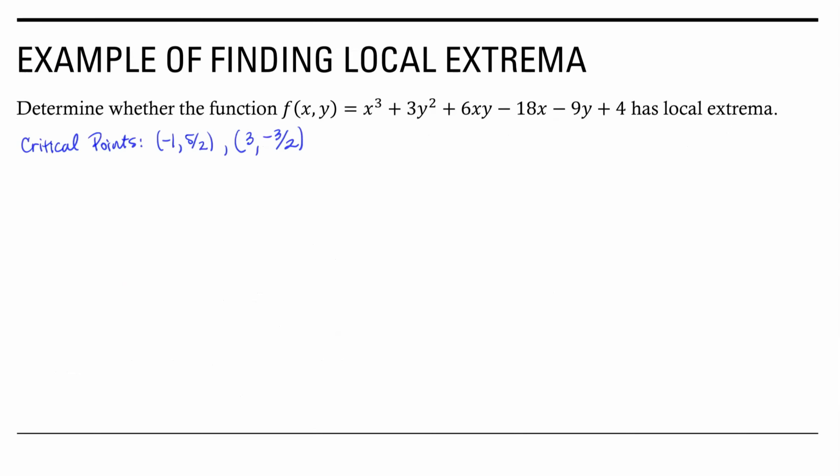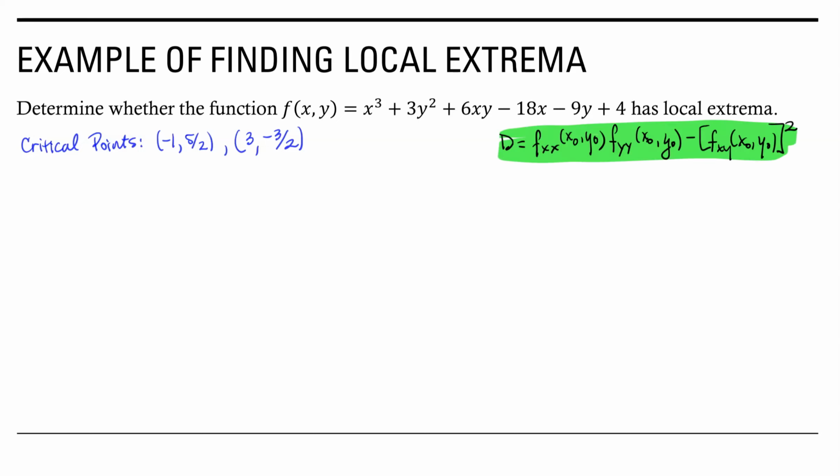So let's go ahead and return to that function we saw earlier, where we found the critical points (-1, 5/2) and (3, -3/2). And let's go ahead and determine whether these are local maximums, local minimums, or a saddle point, or maybe we won't be able to tell. And over here on the right is this D formula for our reference in constructing that quantity so that we can determine the presence of extrema.